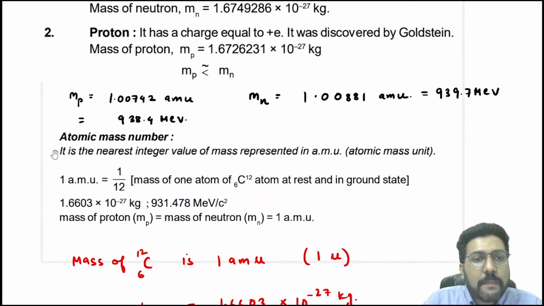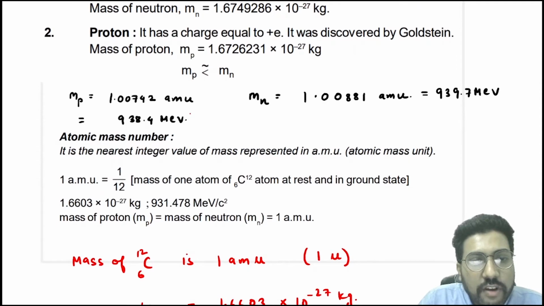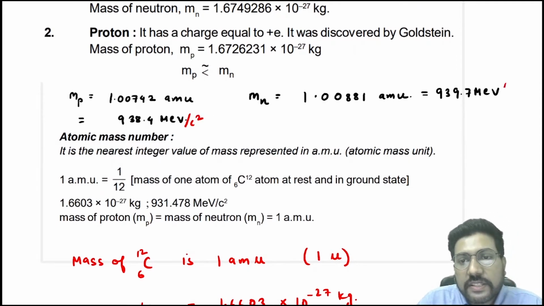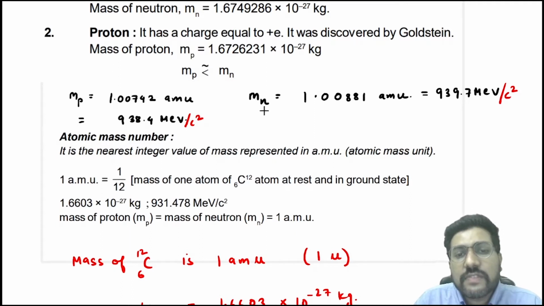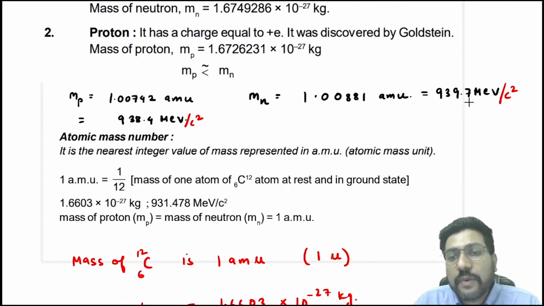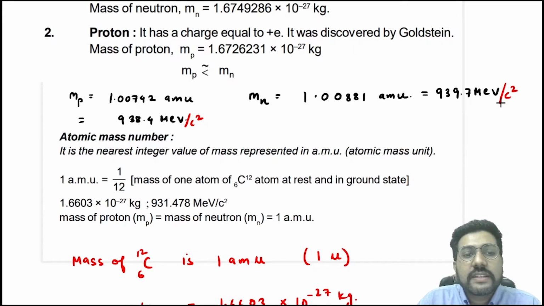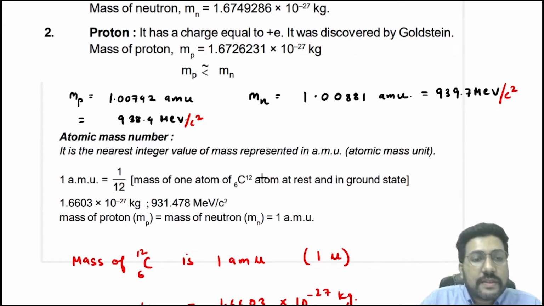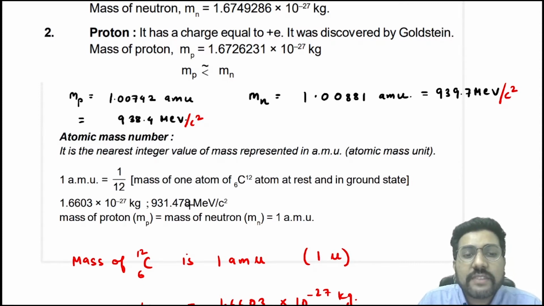Then what will be the mass of the proton in terms of MeV/c²? The mass of the proton will be 938.4 MeV/c². What I have done here is I have just multiplied 931.5 with the proton mass in AMU, and we have got this. Similarly, the mass of neutron will be 939.7 MeV/c². The exact value is 931.478. I have approximated it to 931.5.